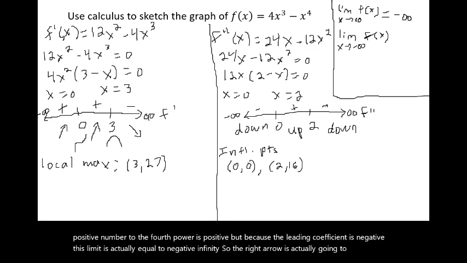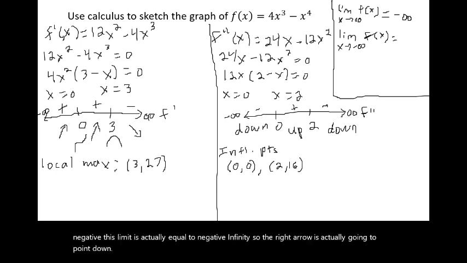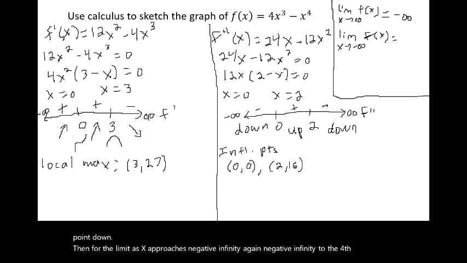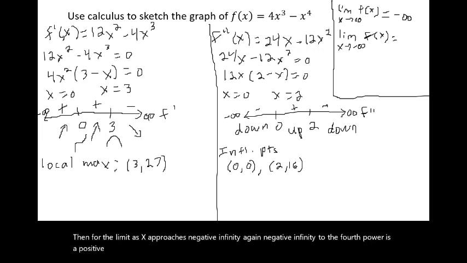Then for the limit as x approaches negative infinity, again, negative infinity to the fourth power is a positive number, but because it is led with that leading coefficient of -1, this limit is also equal to negative infinity. So both arrows are actually going to point down.